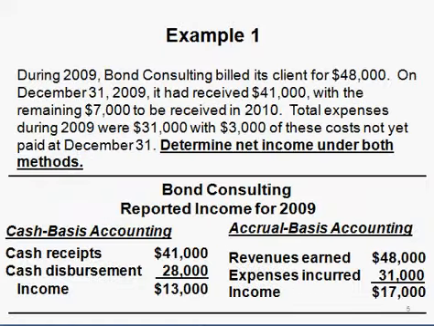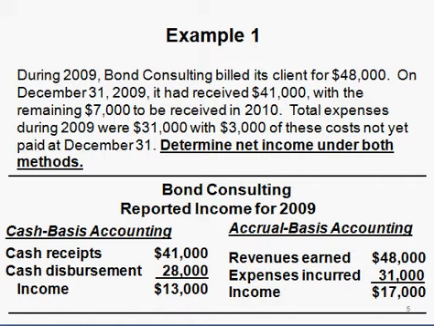So, here's an example just to demonstrate the difference. Bond Consulting billed its clients for $48,000. On December 31st, it received $41,000. The remaining $7,000 was going to be received next year. Same with the expenses. There were $31,000, but $3,000 of those hadn't been paid out as of December 31st.